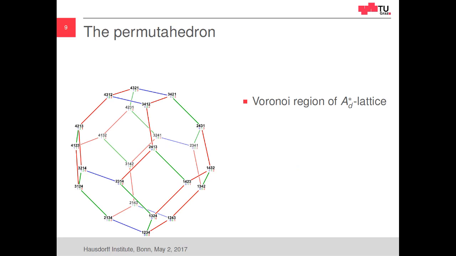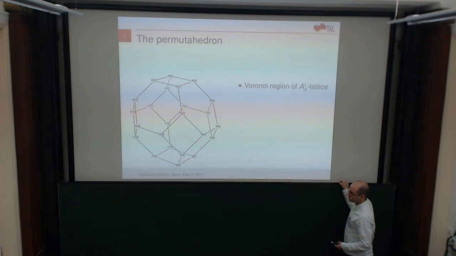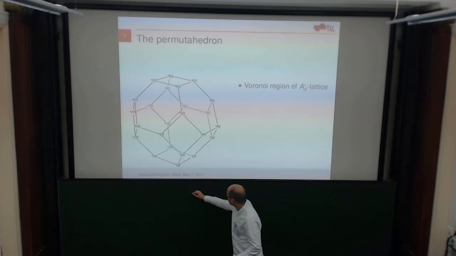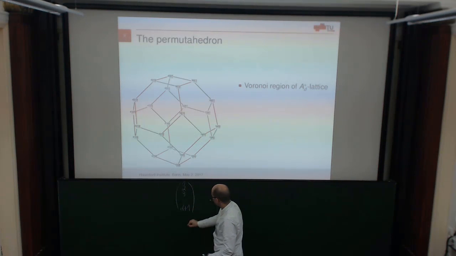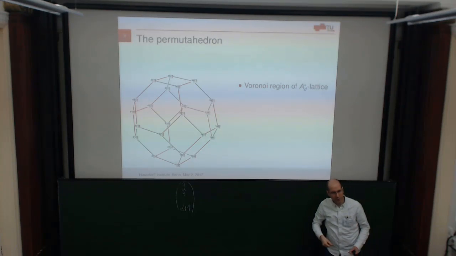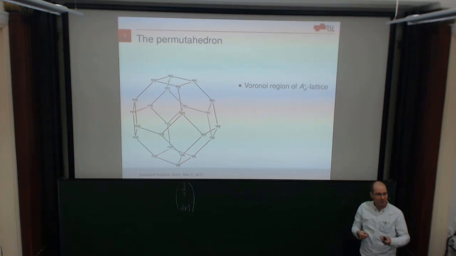Yeah? And the construction is the permutahedron. Well, this is the Voronoi region of a lattice. It's called the A-star lattice. And the definition is just this. So you take the point 1, 2, 3 up to d plus 1. You take all permutations of its entries, then you get d plus 1 factorially many points, and you take the convex hull of all of these points.